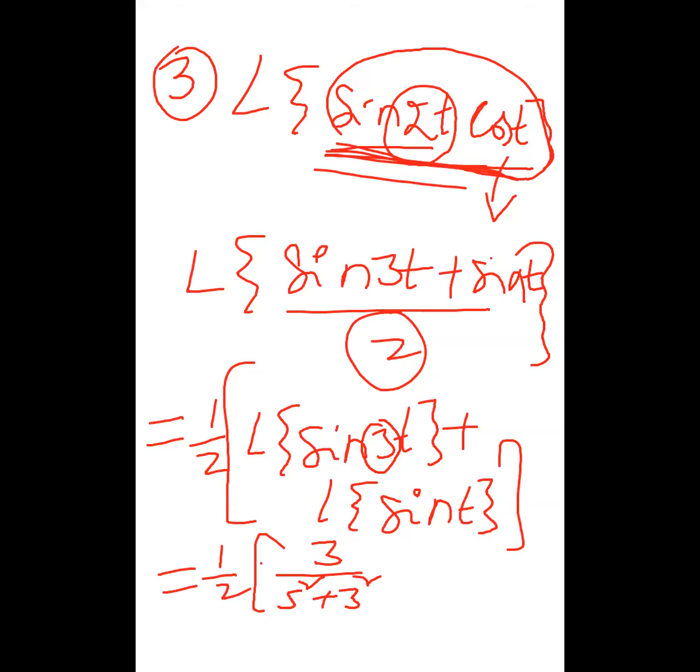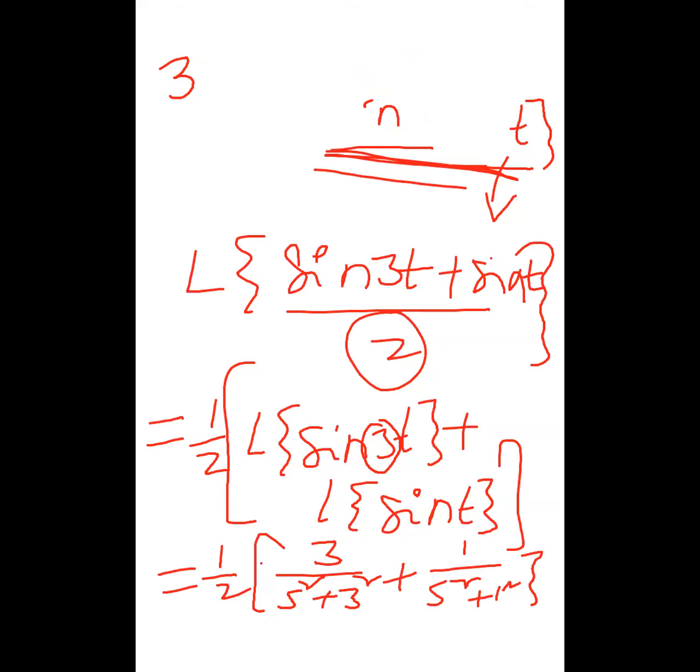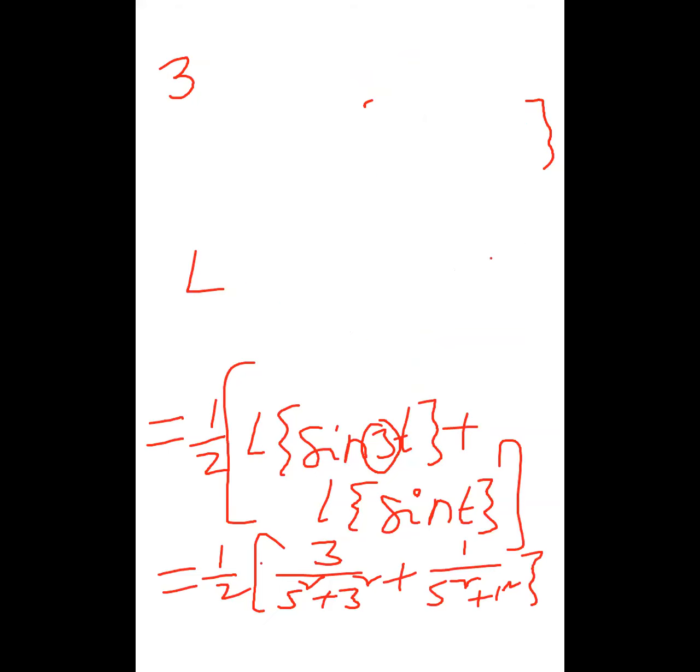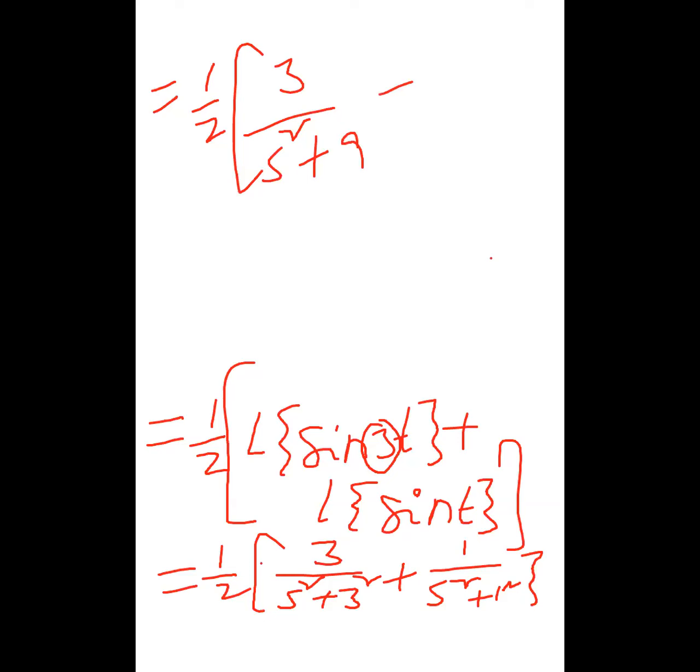And the second function is L of sin t. Here there is no multiple of t, so we take the multiple as 1. So here A equals 1, giving 1 by S square plus 1 square. Finally, the result is 1 by 2 into 3 by S square plus 9 plus 1 by S square plus 1.